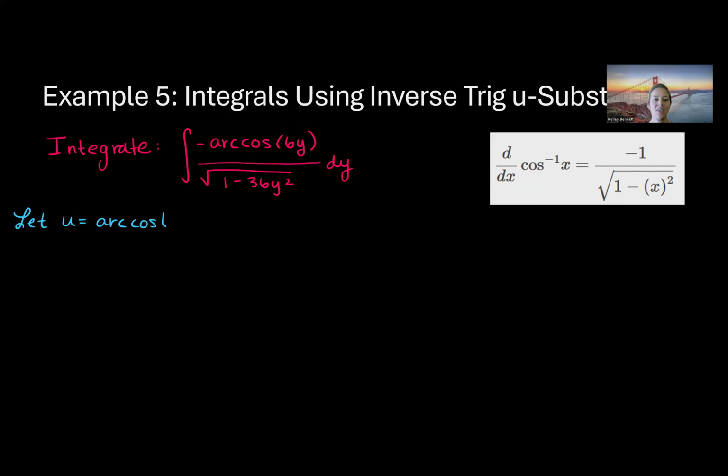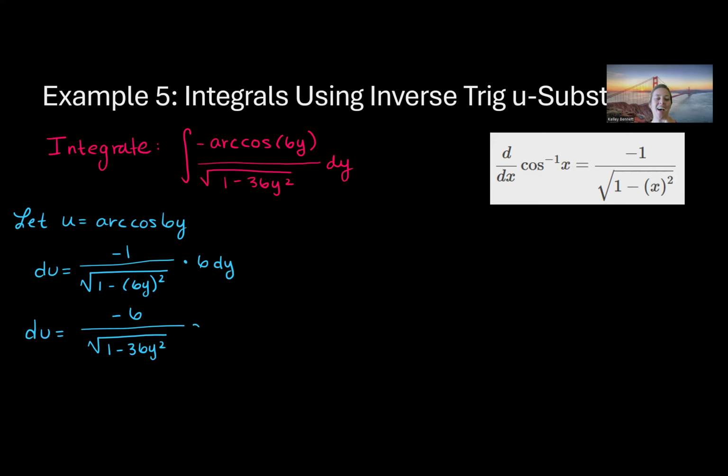So we're going to let u equal arc cosine of 6y. Then when we differentiate with respect to y, we're going to end up with exactly what we want, negative 1 over the square root of 1 minus 6y squared. Well, that's 36y squared, right? Don't forget your chain rule here. So we've got to multiply by that 6 dy. So up to the constant 6, we're looking very good.